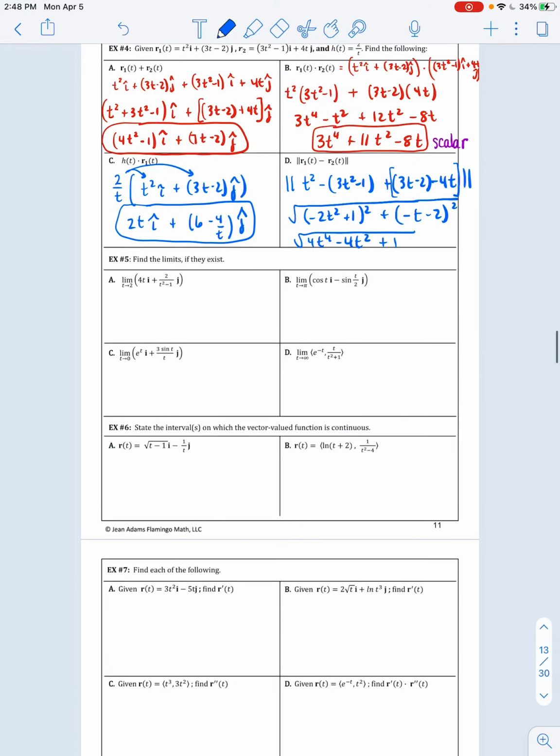Oops, sorry about that. And then when I multiply this one, I get positive t squared. I get positive 4t. And then I get plus 4. Which is going to give us the square root of 4t to the 4th minus 3t squared plus 4t, and then plus 5.